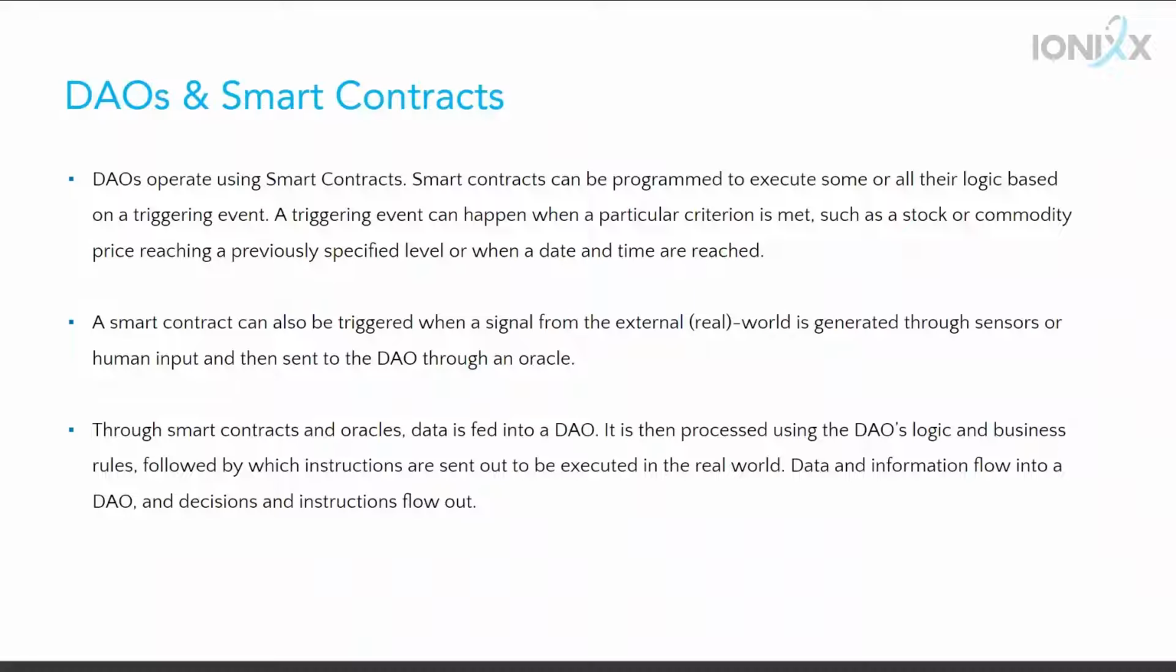DAOs operate using smart contracts. Smart contracts are basically the backbone of DAOs. All of the interactions, relationships, API calls, everything is designed through smart contracts. And smart contracts can be programmed to execute different layers of complex or simple logic based on a triggering event. A triggering event is when something happens that triggers a smart contract. So let's say an NFT meets 45 out of 50 conditions. That could be a triggering event for the code to kick in and purchase that NFT. So specific criteria are defined beforehand, and once that criteria is met, that is the triggering event.